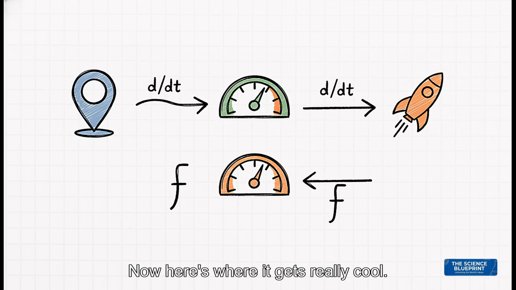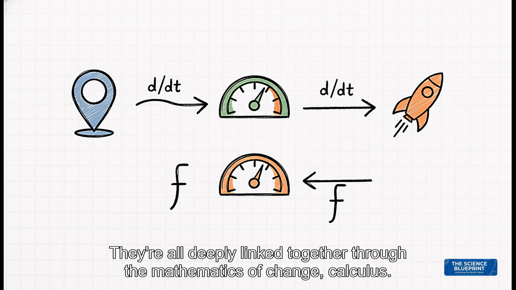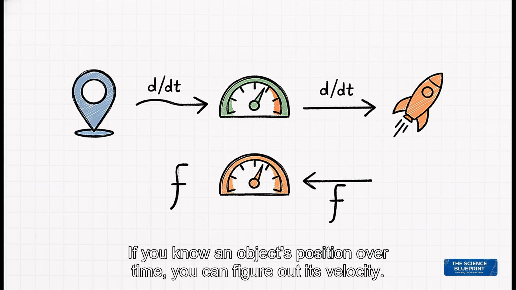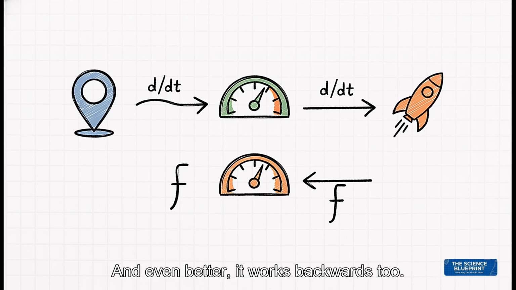Now here's where it gets really cool. These three ideas aren't just separate concepts. They're all deeply linked together through the mathematics of change, calculus. If you know an object's position over time, you can figure out its velocity. And from its velocity, you can find its acceleration. And even better, it works backwards too.